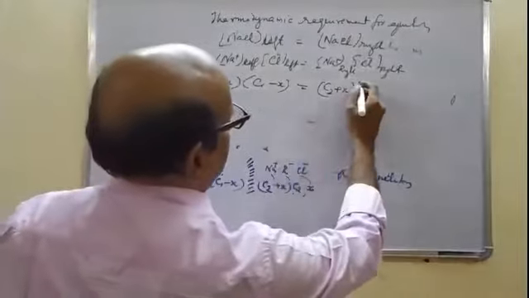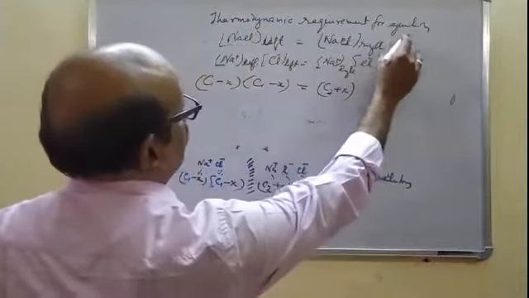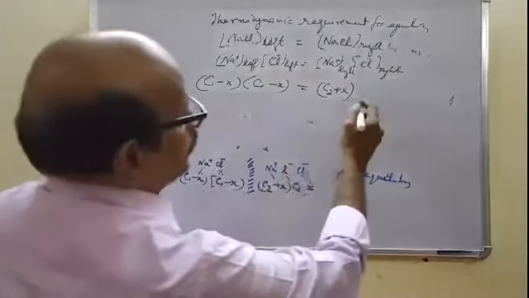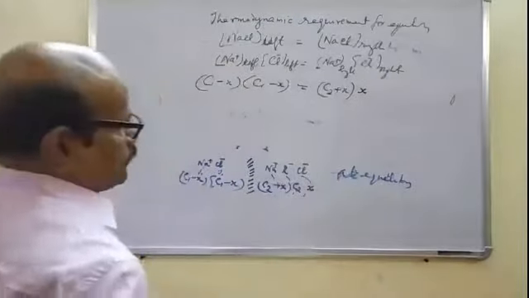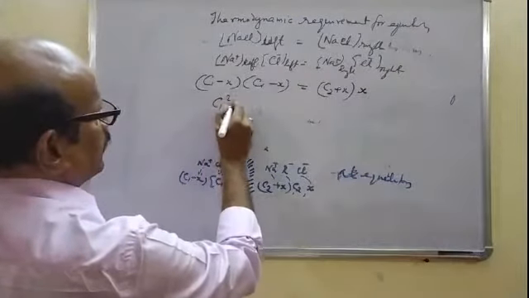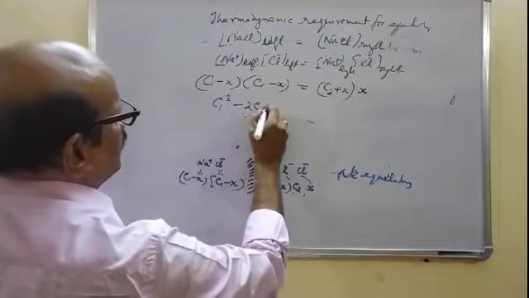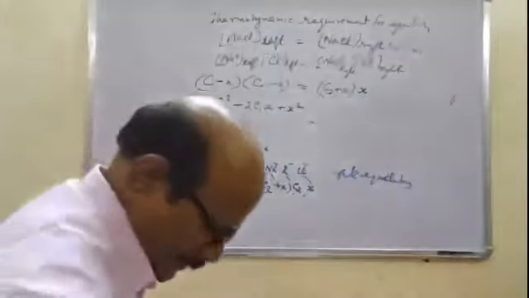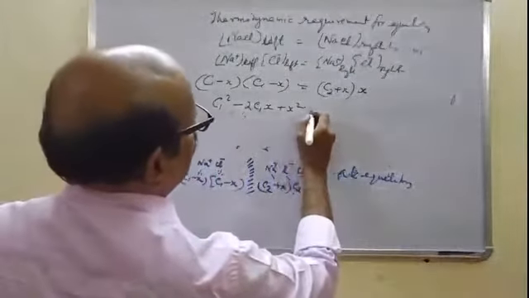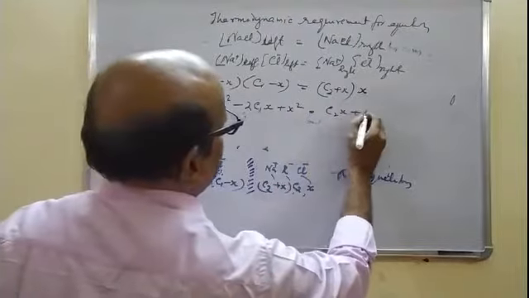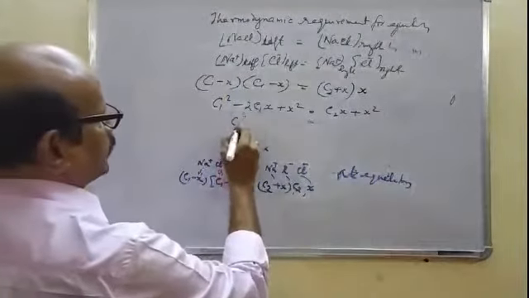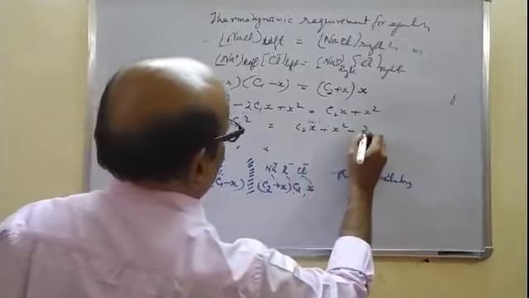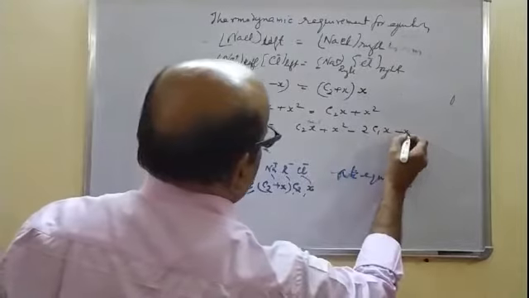The concentration of Cl minus is our condition. The thermodynamic requirement of the equilibrium is that the NaCl on the left should be equal to the NaCl on the right. So Cl minus, that is equal to x. So that is C1 squared minus 2C1x plus x squared, which is equal to C2x plus x squared. So C1 squared is equal to C2x plus x squared minus 2C1x minus x squared.